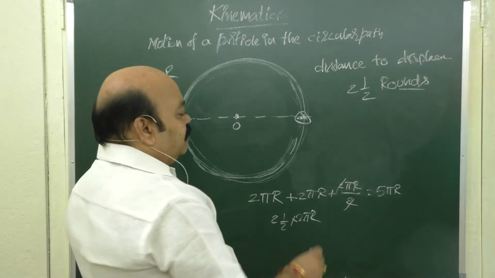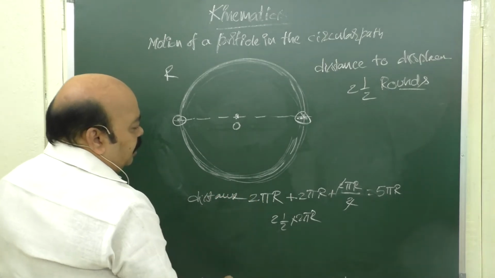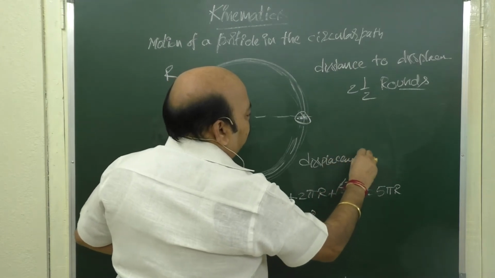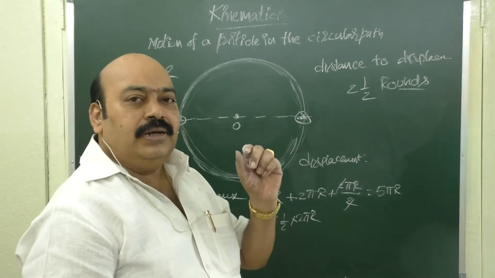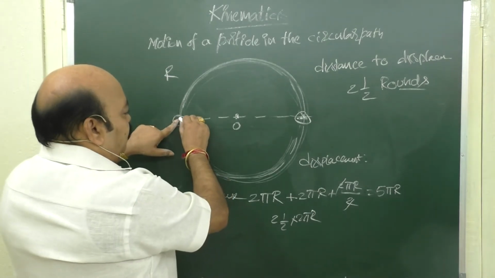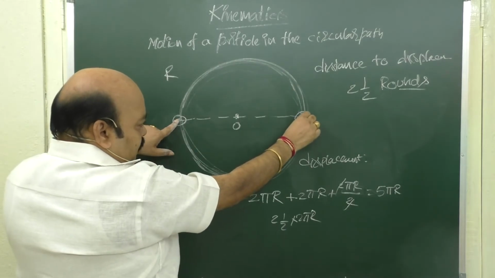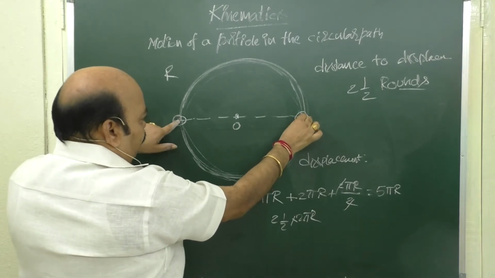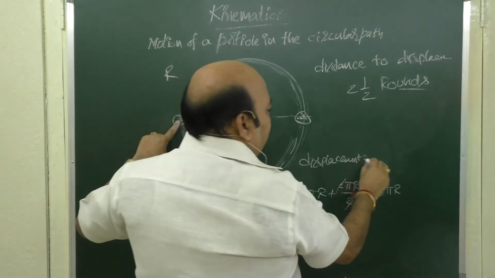Coming to displacement, this is distance, okay, this is distance. Displacement, how is it? Tell me, what is the definition? Still we are in the first line of this class, displacement and distance. The shortest distance between initial and final points. After 1 round here, after 2 rounds here, after 2.5 is here. What is the shortest distance between these 2 points? It is nothing but the diameter, radius plus radius. This is 2r. So displacement is nothing but 2r.